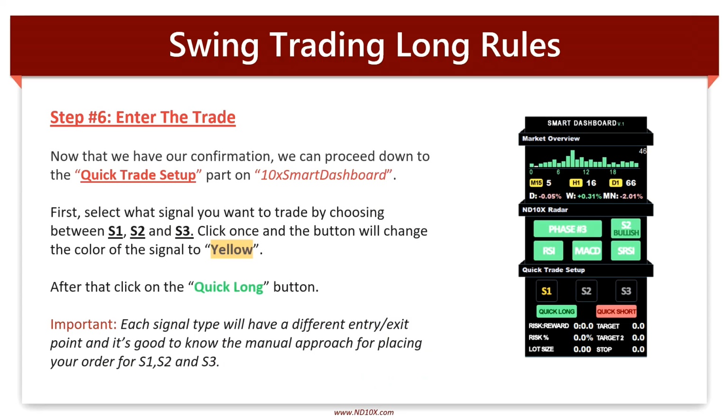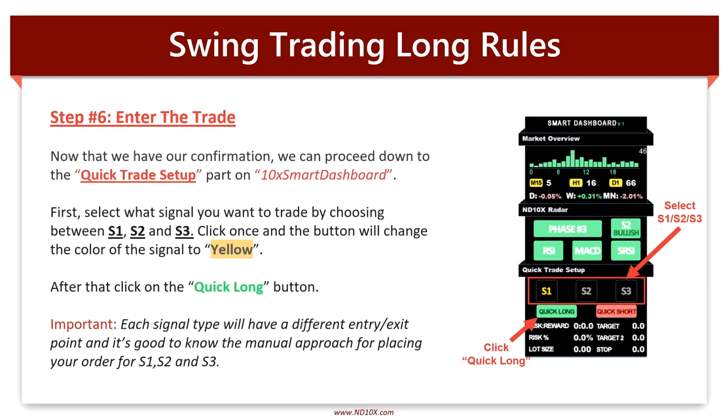Step 6. Enter the trade. Now that we have our confirmation, we can proceed down to the quick trade setup part on the 10x Smart Dashboard. First, select what signal you want to trade by choosing S1, S2, and S3. Click once and the button will change the color of the signal to yellow. So you can see this is the place where you want to change S1, 2, and 3. Just click once and you will see it change the color to yellow. After that, click on the quick long button. So this is that green button.